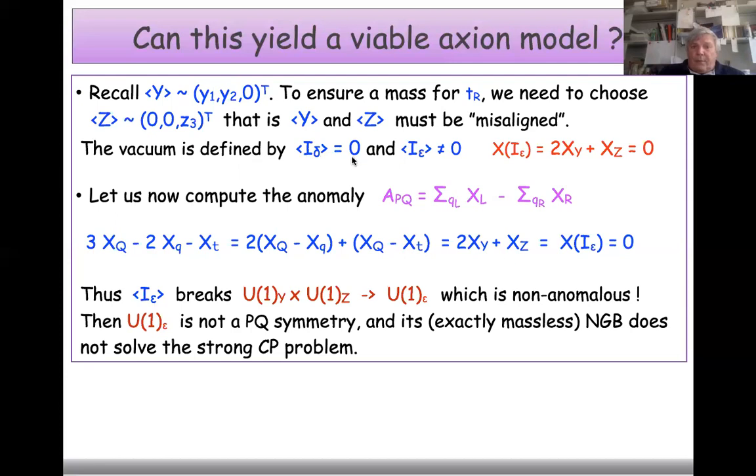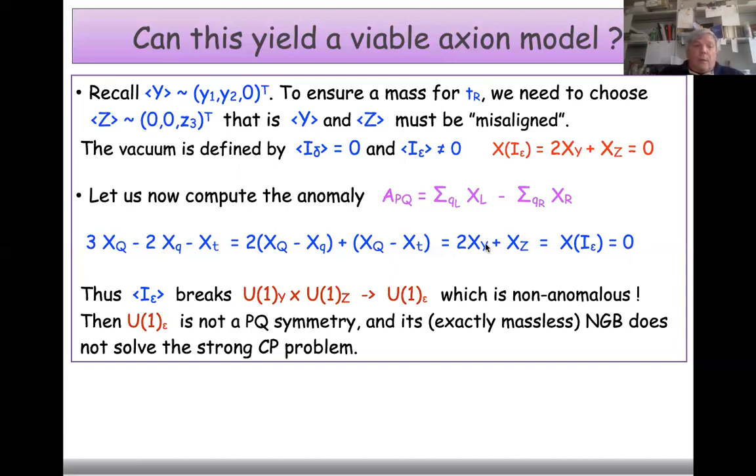The vacuum is identified by this and by this condition, and we have this charge. Let us now compute the anomaly. The anomaly is the sum of the left-handed charges minus right-handed charges. So it's 3 times the charge of the triplet minus twice the charge of the right-handed doublet minus the charge of the top. I can recombine this expression in this way, but xq minus x little q is nothing else than the charge of the Y field, and this is nothing else than the charge of the Z field. So I see that I reproduce with the anomaly exactly the condition that I had derived from the invariant, that is, this symmetry is non-anomalous.